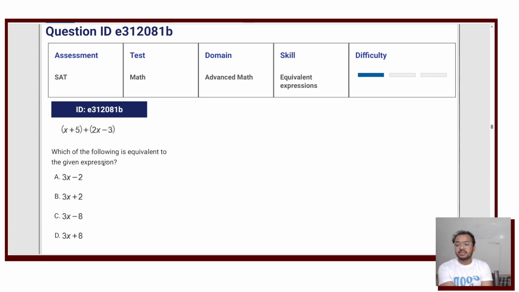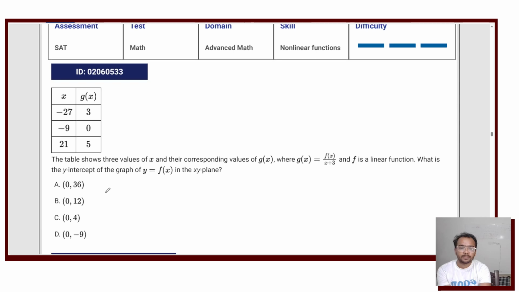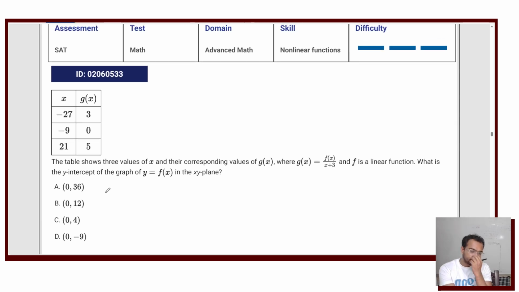Which of the following is equivalent to this? So x plus 5, that's a very simple question. x and 2x will add up to be 3x, and 5 minus 3 will add up to be 2. So 3x plus 2, we have B. Okay, that is a question students usually find a little tricky.